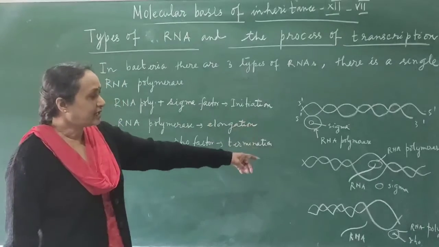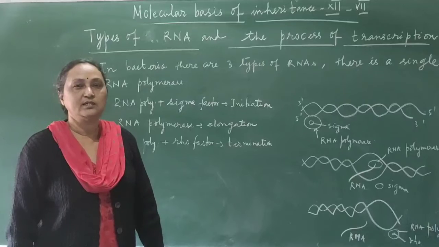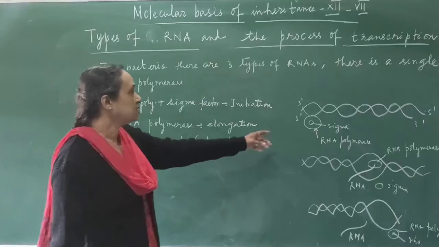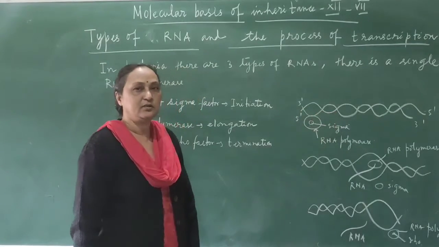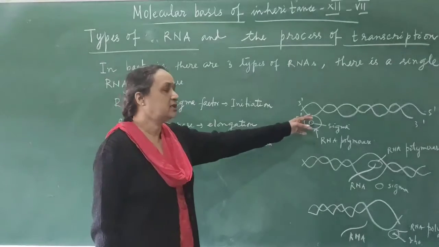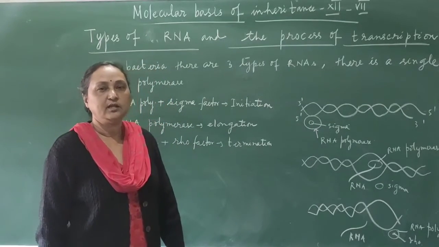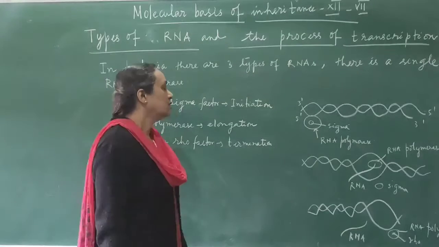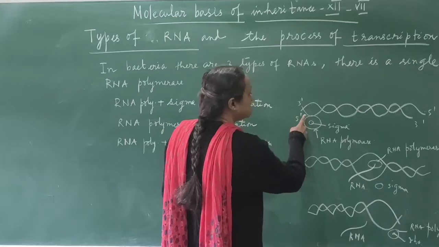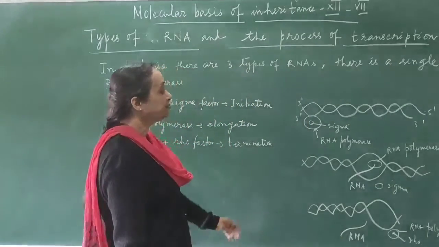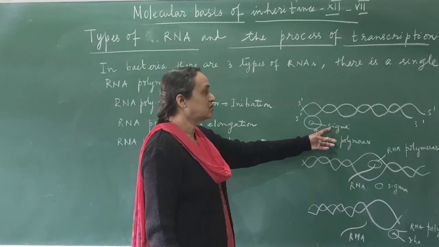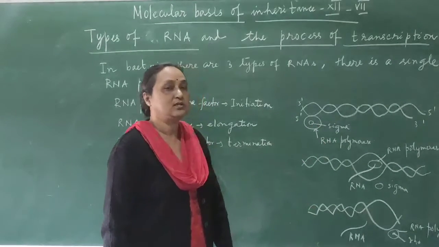Now this diagram is explaining the process of transcription in prokaryotes, or bacteria. Here you see a transcription unit, DNA double strands, and as I told you, only one single strand in the DNA acts as a template and participates in the process. When the process starts, the RNA polymerase binds to the promoter site of the DNA, and with the RNA polymerase another protein factor, called sigma, is also associated.